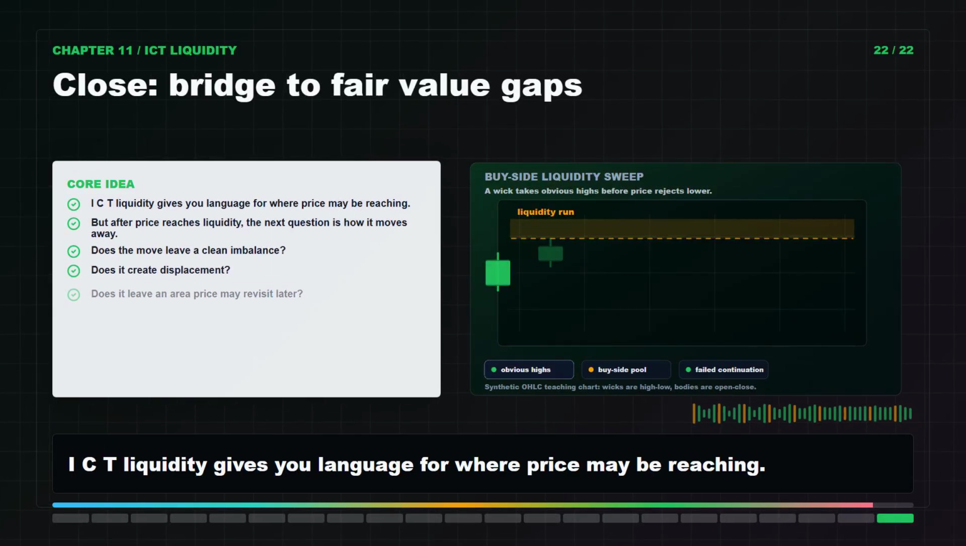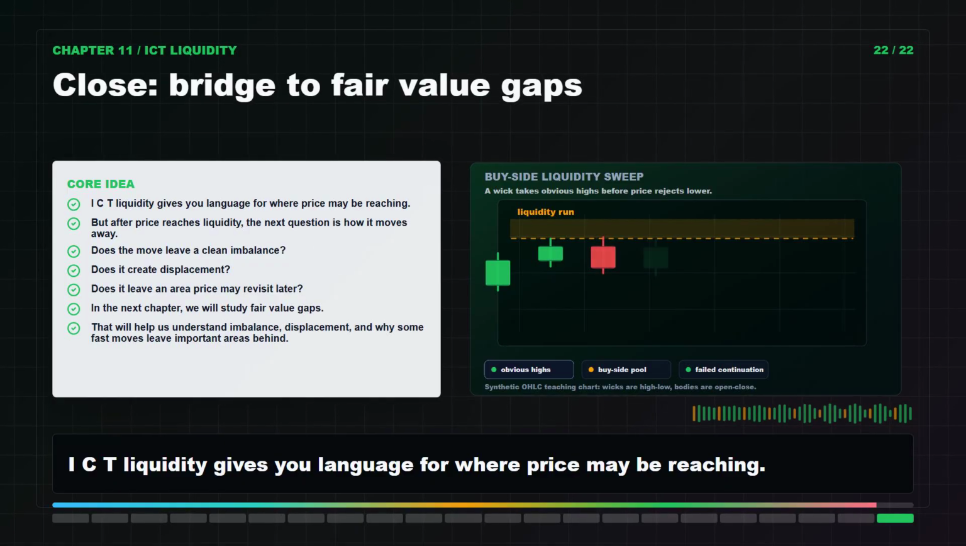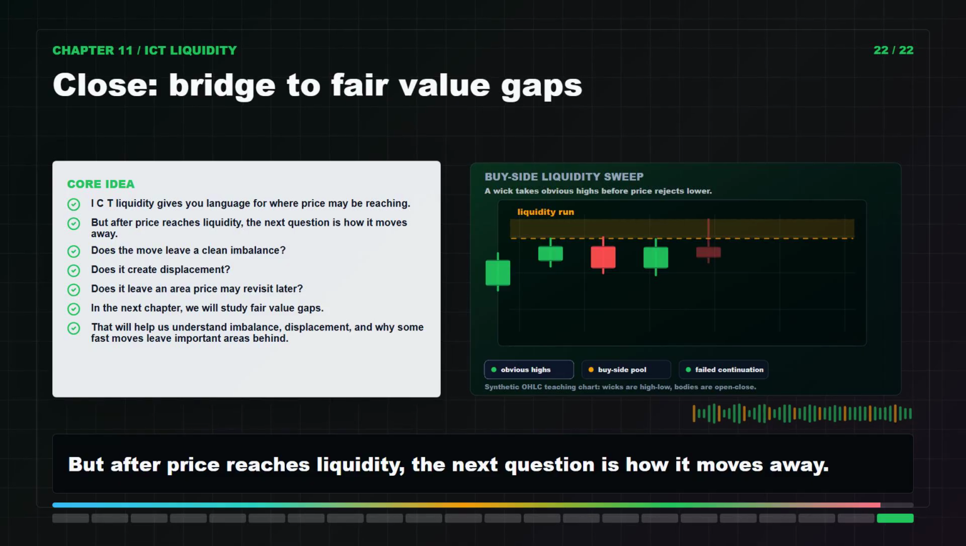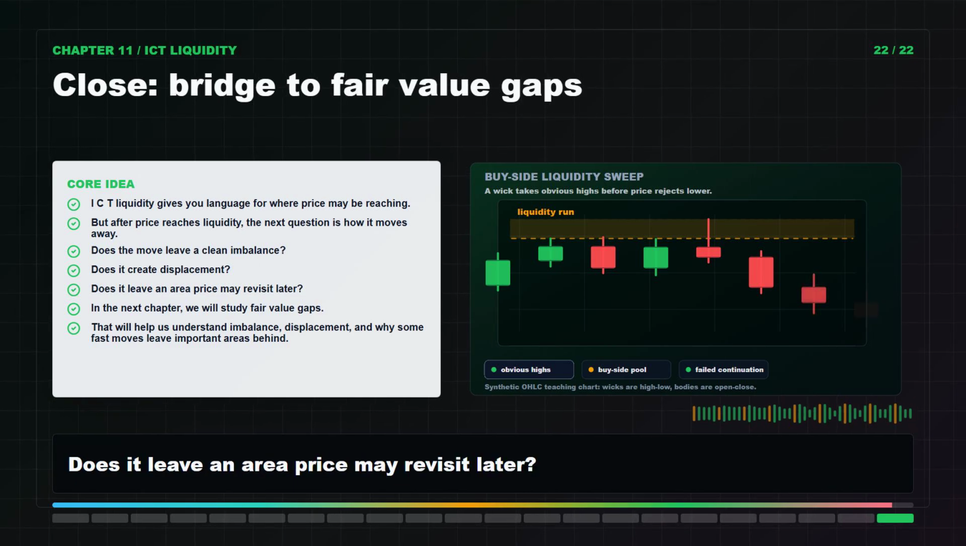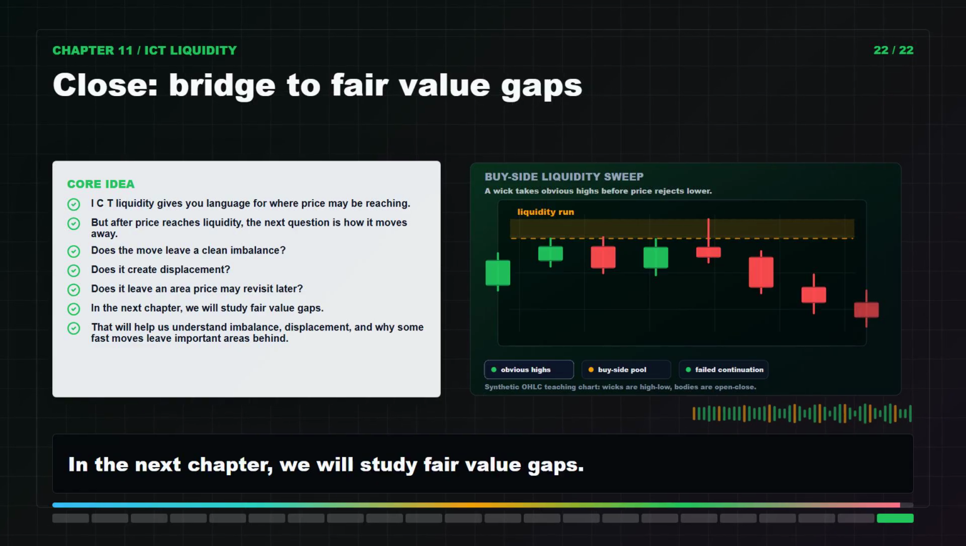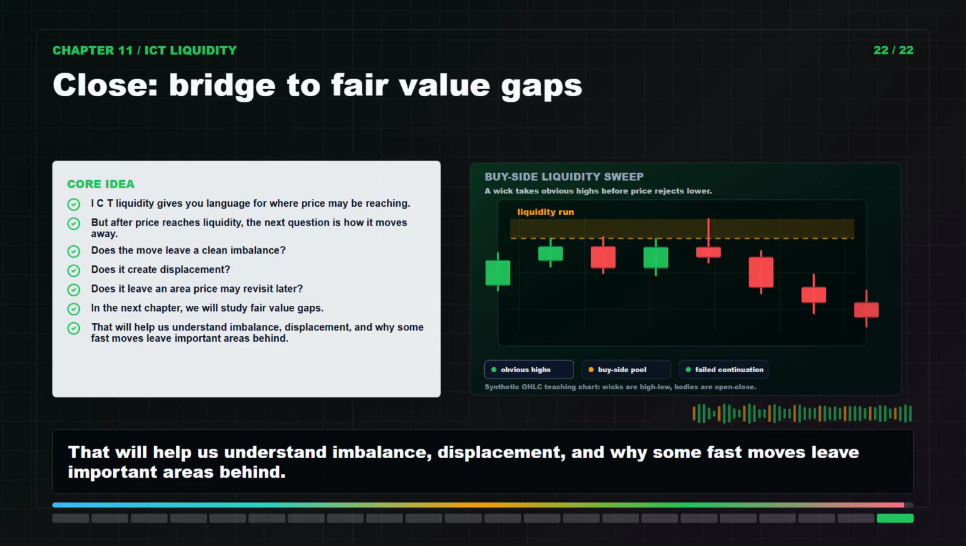ICT liquidity gives you language for where price may be reaching. But after price reaches liquidity, the next question is how it moves away. Does the move leave a clean imbalance? Does it create displacement? Does it leave an area price may revisit later? In the next chapter, we will study fair value gaps. That will help us understand imbalance, displacement, and why some fast moves leave important areas behind.